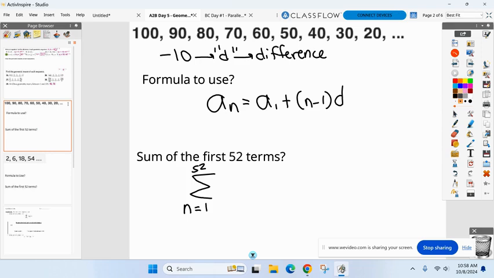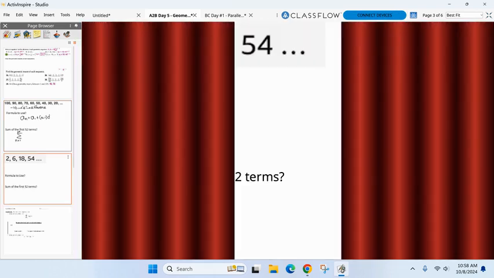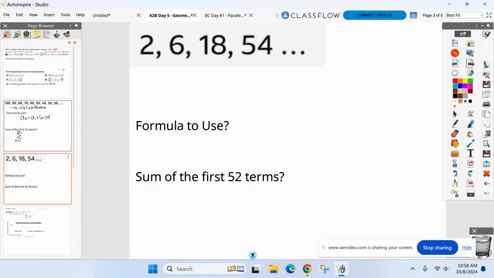All good. All right, take a look up here now. What do you got up there? Geometric. Why? Multiplying by what here? 3. What's that 3 called? What letter? R. And that's called the ratio, yes.